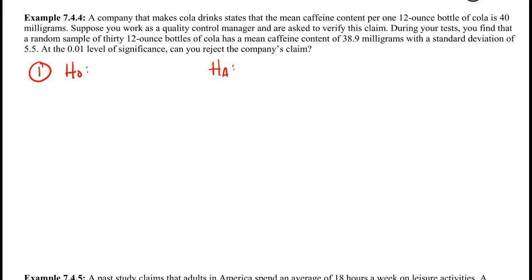All right, so we have a stated mean calorie content of 40. Sounds pretty much like our null value, the thing we're going to test. We're at work and we're asked to verify this. During our test, we find a random sample of 30 12-ounce bottles of cola has a mean, same sentence as my sample and my sample size, so this thing is my X bar, or my evidence, of 38.9 with a standard deviation. Again, same sentence, so this thing is an S.